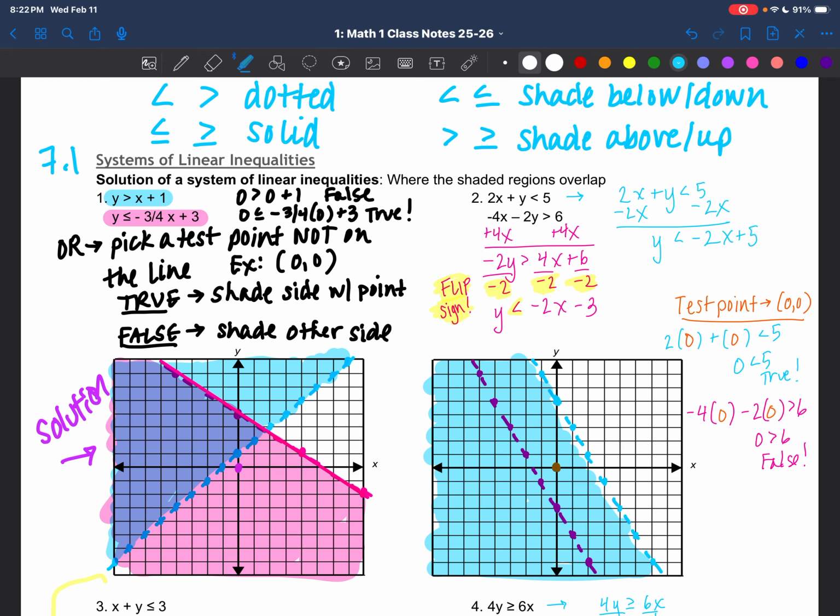And then now I'm going to look at the pink section, and do a test point for the pink, which we said was 0, 0. And in this case, it said 0 is greater than 6. Well, that's false. So I'm going to do the other direction. So I'm not going to shade the side with the point. I'm going to do right here. And then again, wherever they overlap is the solution.